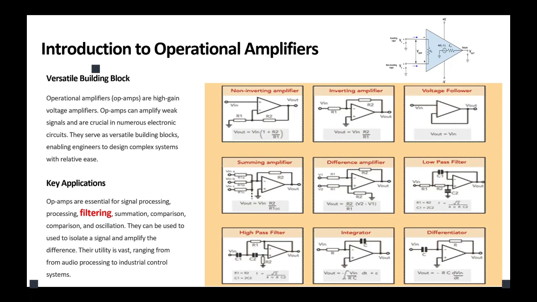This tiny triangle is a super powerful tool that can perform amplification, filtering, mathematical operations, comparison, and even oscillation. Okay, so there are some key applications of op amps. In signal processing, we use op amps to amplify, modify, or clean up analog signals. In filtering, we could have a low pass, high pass, or band pass filter using op amps. We could run a summation, where you add voltages together using an op amp. You can compare voltages and make decisions. And with some feedback, you can even make an op amp generate sine waves.